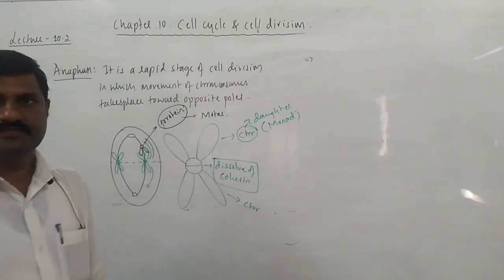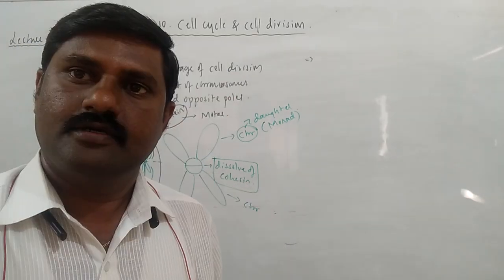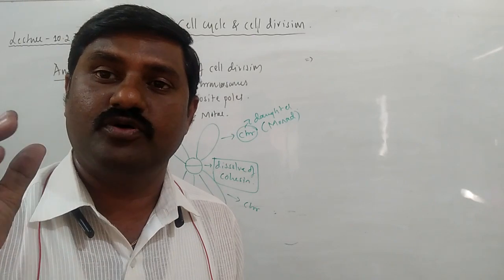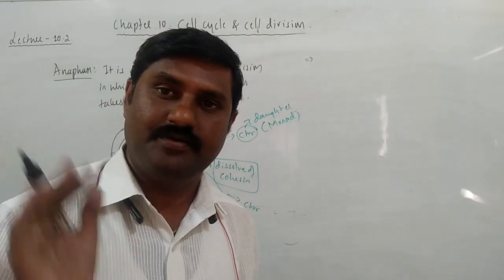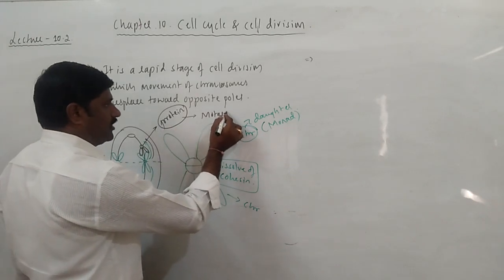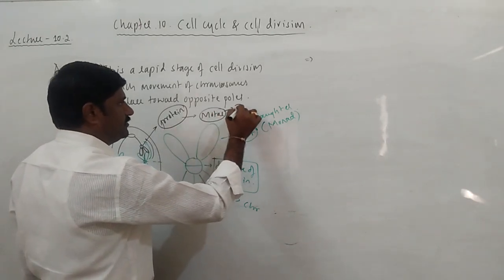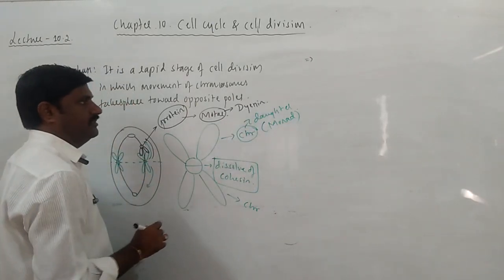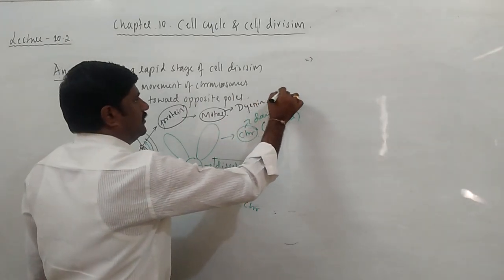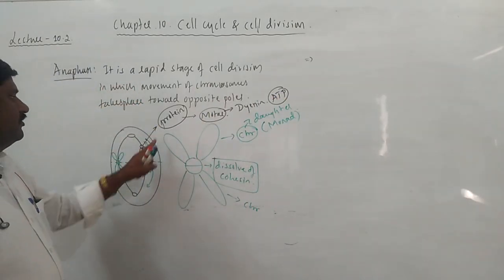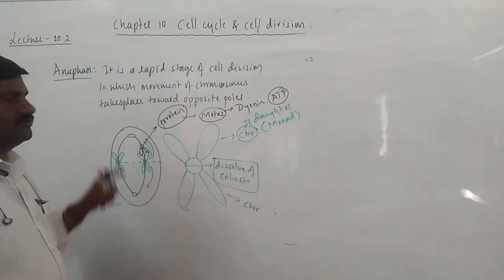Motor proteins are there, right? They are dyneins, and they transport these chromosomes towards the pole. So there are proteins called motor proteins. These motor proteins, dynein, use ATP. These proteins help in the movement of these chromosomes.